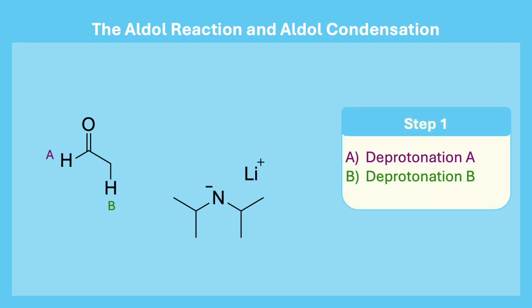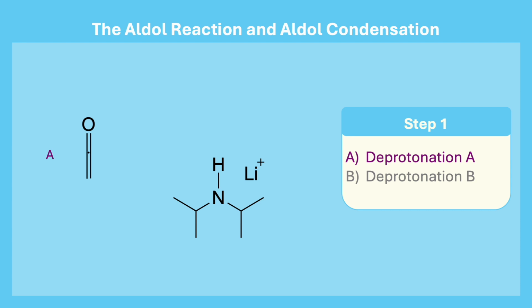LDA is very sterically hindered, meaning it will preferentially deprotonate less sterically hindered acidic hydrogens. Here, the LDA molecule can either deprotonate at position A or position B. For deprotonation at position A, the aldehyde would form a ketene. A ketene occurs when a carbon is bound to two double bonds.